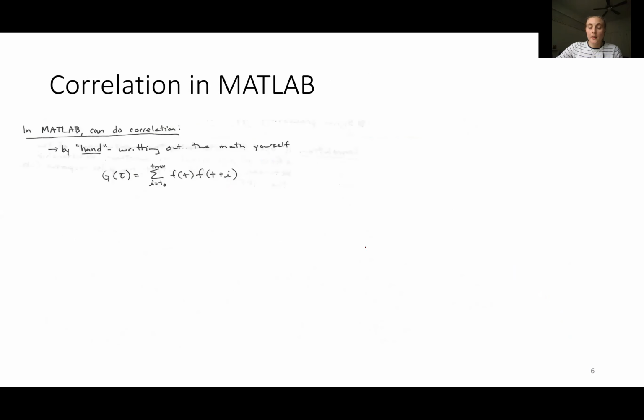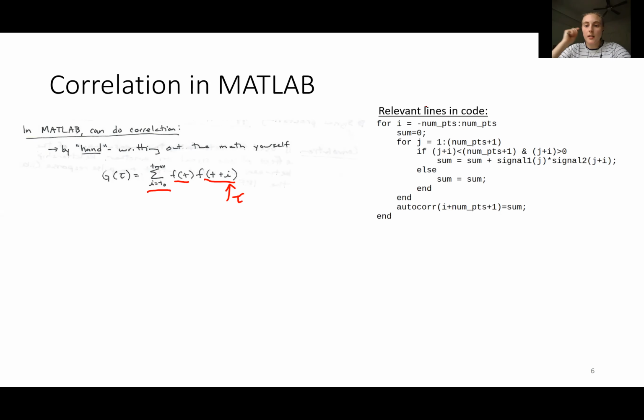Okay. And I just want to note with that MATLAB simulation that you were working in, you can do correlation in multiple ways in MATLAB. The way that we have it in the code you've been using is more by hand, where you write out the math yourself: we took our signal and shifted it by a certain amount. This i is going to be the tau value, and you're summing over, shifting that signal over all possible tau values. So these are the relevant lines in the code. If you go back to that code and take a look, I think they're around line 31 or so, before you plot.